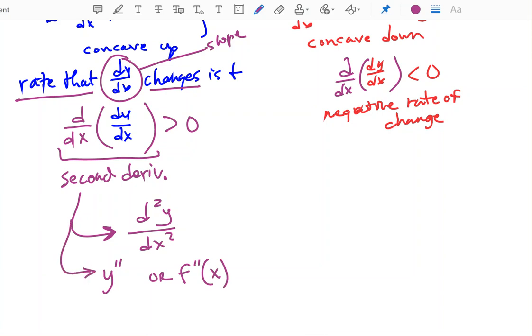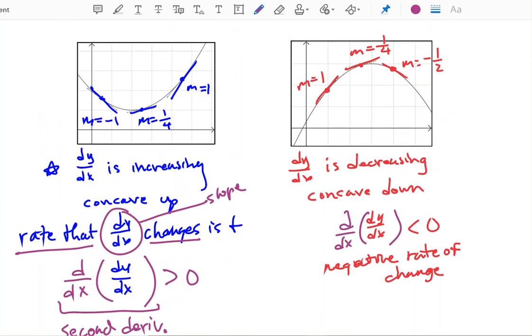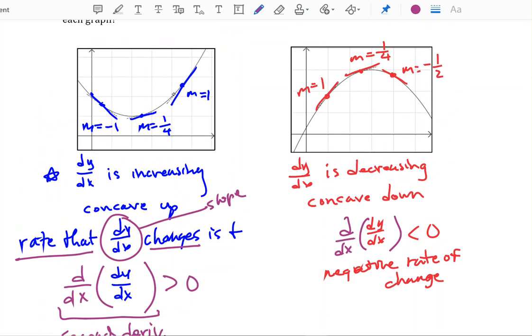And we are just now kind of seeing this relationship between the second derivative and what a graph looks like. And we are noticing that if the second derivative is positive, we get this concave up shape. And if the second derivative is negative, we get this concave down shape.